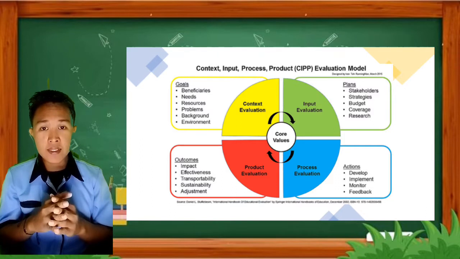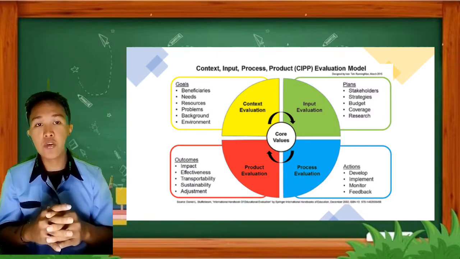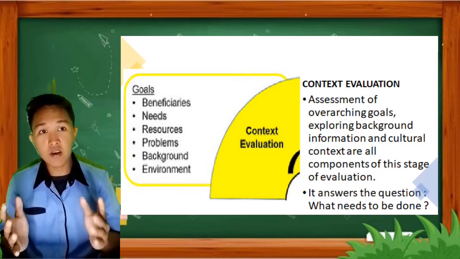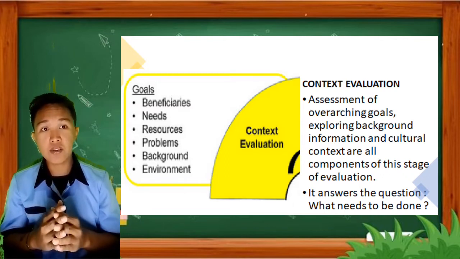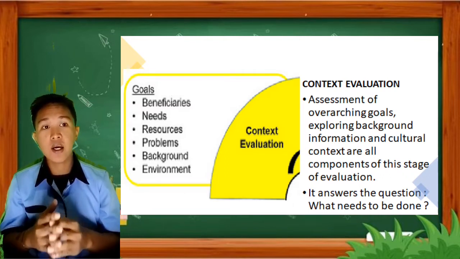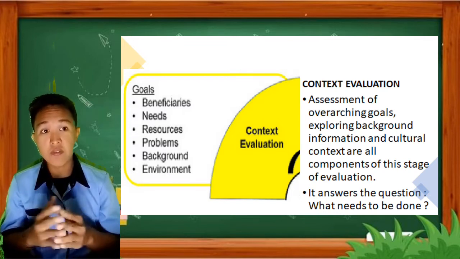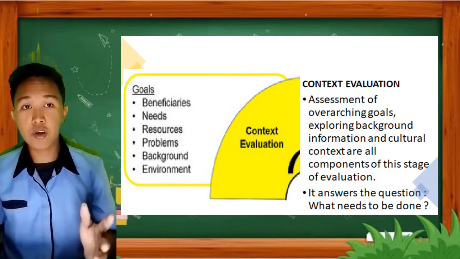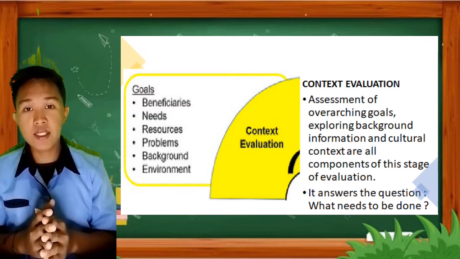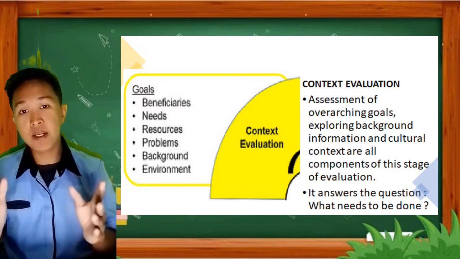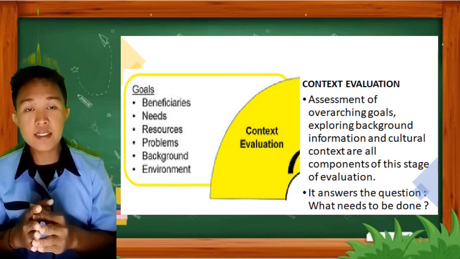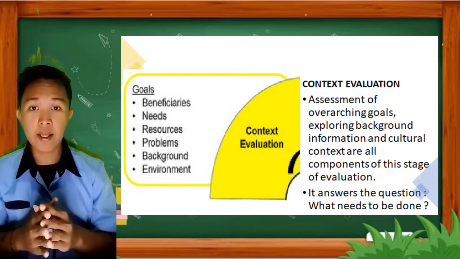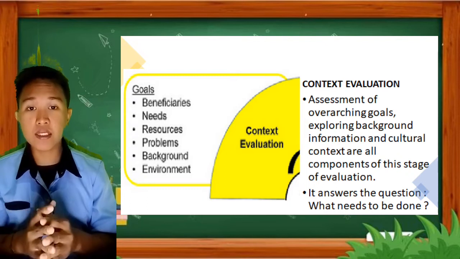So first, let's talk about context evaluation. So what is context evaluation? Context evaluation is an assessment of overarching goals; exploring background information and cultural context are all components of this stage of evaluation. So it answers the question, what needs to be done? The goals of the context evaluation are as follows: first is beneficiaries, next is needs, next is resources, problems, background, and environment. So those are the goals of context evaluation.